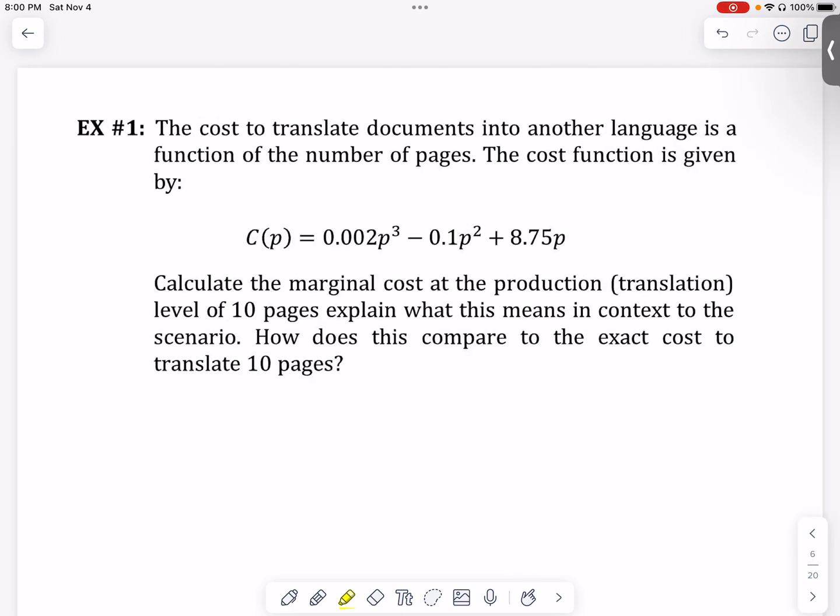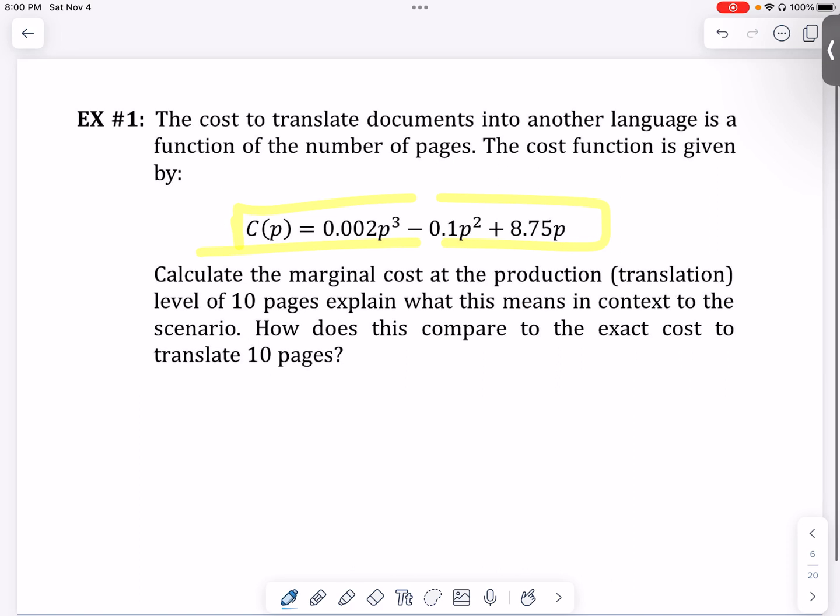So for instance, the cost to translate documents into another language is a function of the number of pages. Makes sense? The more pages you have to translate, the more money it's going to cost you. And this cost function is given here. I'm sure this is just one such example. I doubt the cost to translate any document into any language is the same price, but that's a deeper conversation than the story problem is getting into. So if we want to calculate the marginal cost at the production level of 10 pages, explain what this would mean in the context of this scenario, and how does this compare to the exact cost to translate 10 pages?